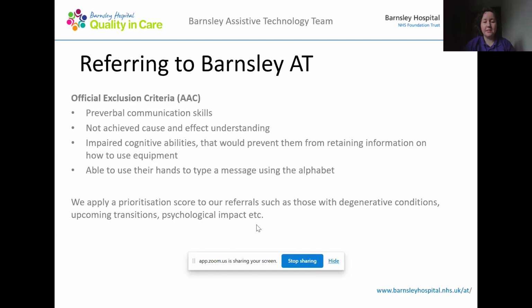And we prioritise referrals too. So if somebody's got a degenerative condition, for example, we have people with MND and they often get prioritised because it can progress very quickly. People with psychological impact as well, maybe they're really struggling psychologically, and this communication aid might help alleviate some of that. Or transitions might be, for example, they had a communication aid, but then they moved to a different service and everything's changed and it's not gone smoothly. Or transitions are upcoming, and things like that can be reasons to prioritise.